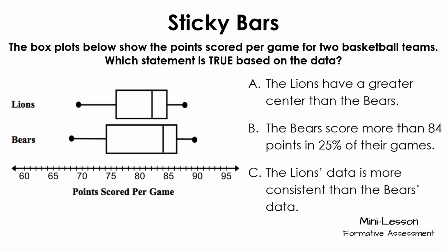For your formative assessment today, the box plot below shows the points scored per game for two basketball teams. Which statement is true based on the data? You will circle your answer, and this is another required slide. A, the Lions have a greater center than the Bears. B, the Bears score more than 84 points in 25% of their games. C, the Lions' data is more consistent than the Bears.